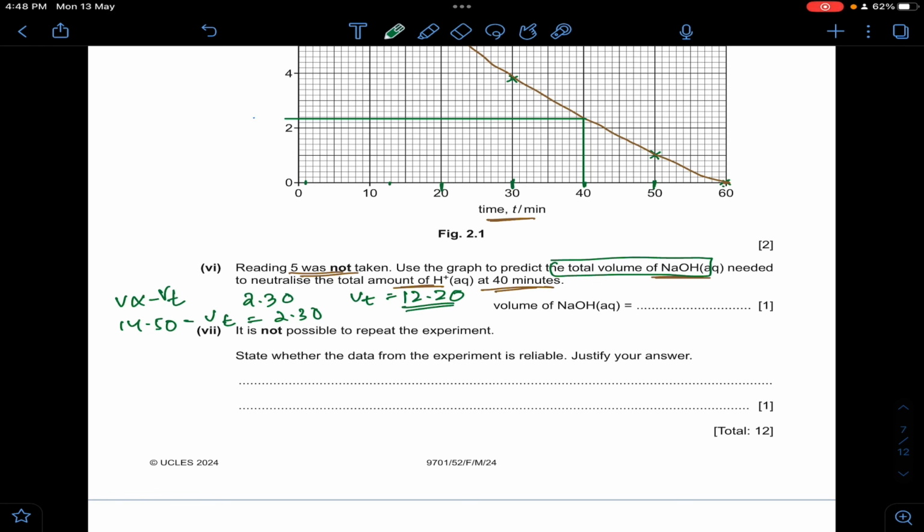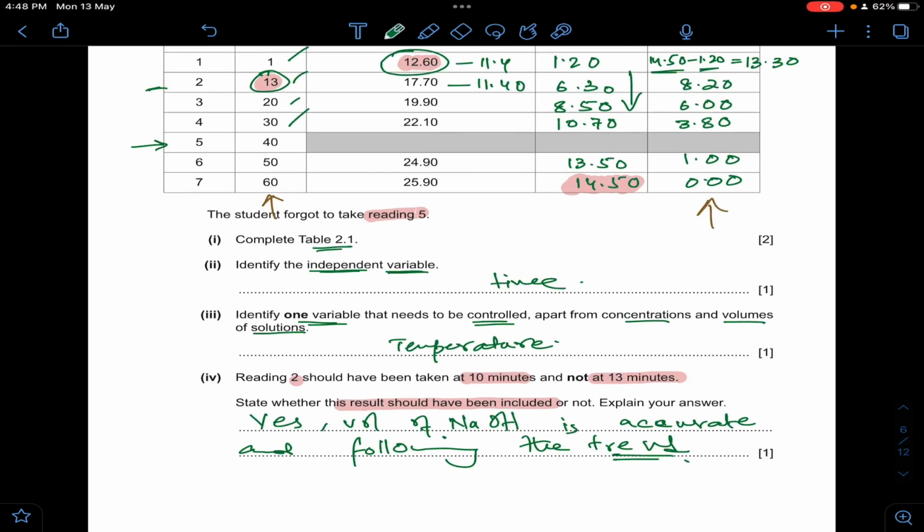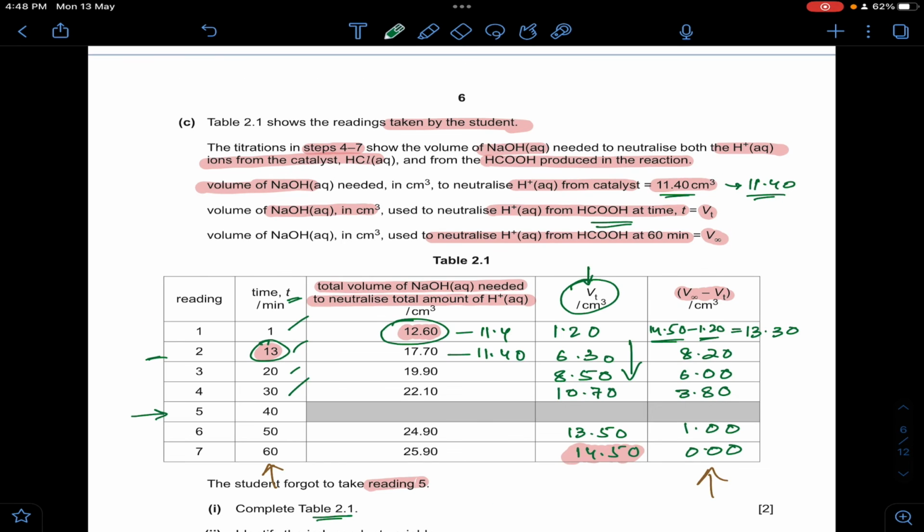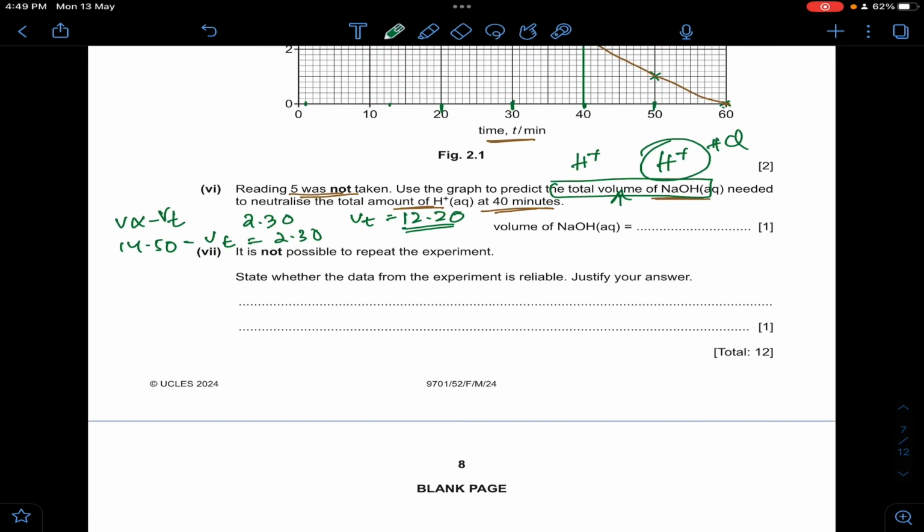This is the volume of NaOH required to neutralize the number of H ions from methanoic acid. And they're asking to predict the total volume. Total volume means the volume of NaOH required to neutralize H plus ion from methanoic acid and H plus ion from HCl. So H plus ion from HCl needed 11.40. So all we have to do is add these two values, 12.20 plus 11.40, and this is equal to 23.60.